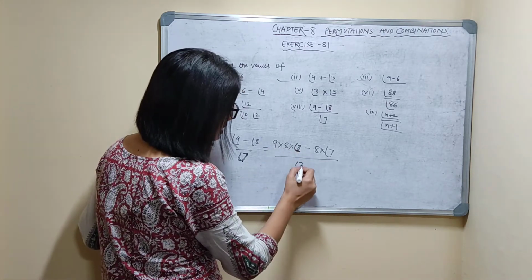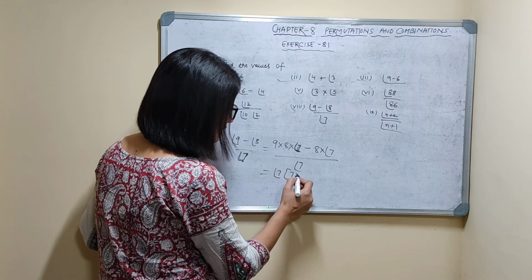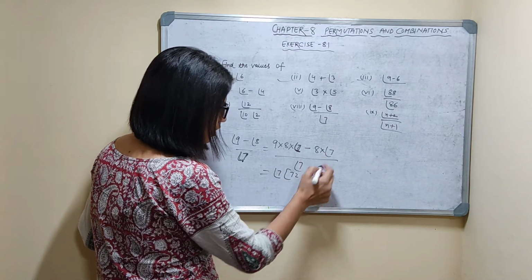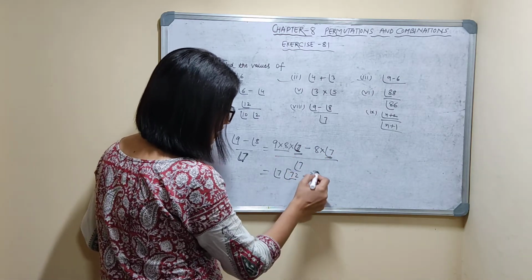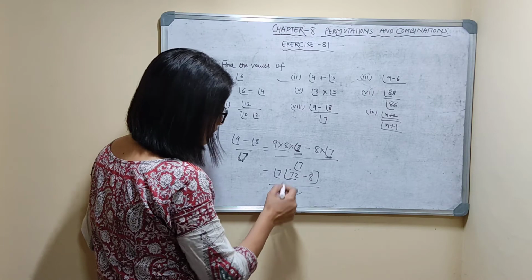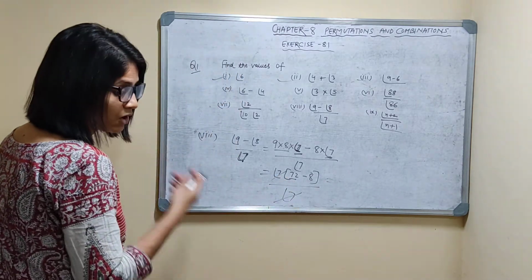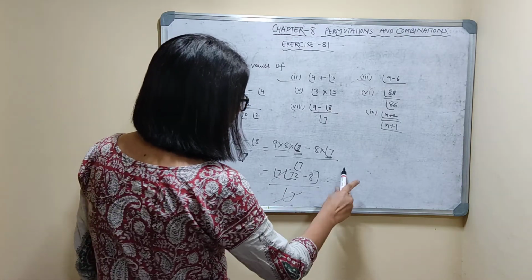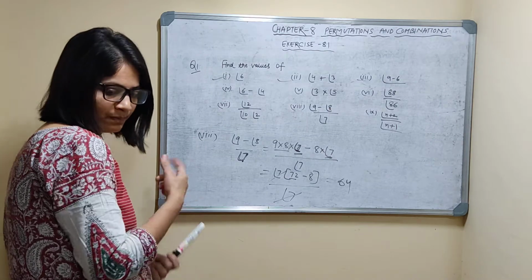So upon factorial 7, factorial 7 common, so what? 9 into 8, that is 72, minus 8 upon factorial 7. Factorial 7 cancel. 72 minus 8 is how much? 72 minus 8, that is 64. Answer is 64. Part 8 is over.